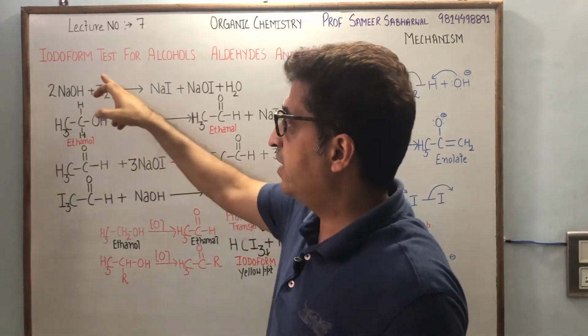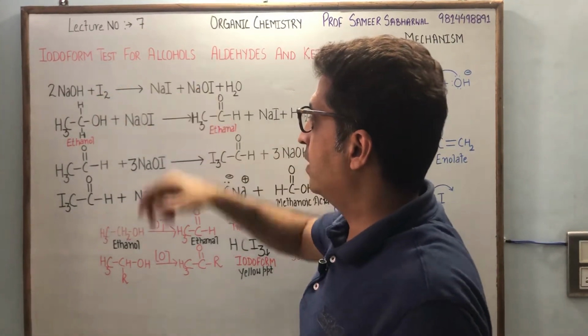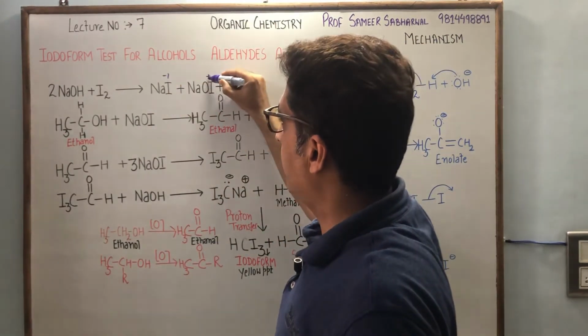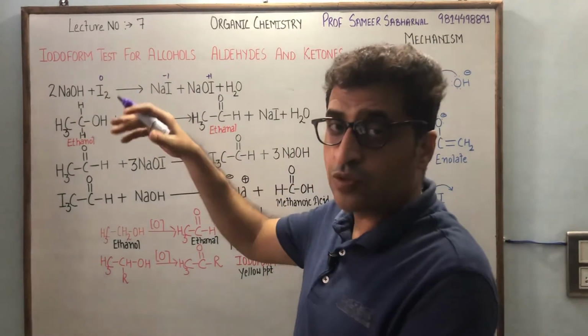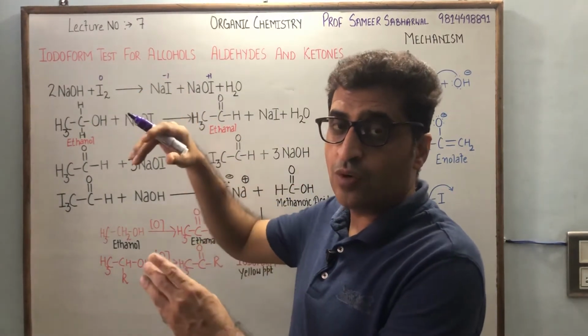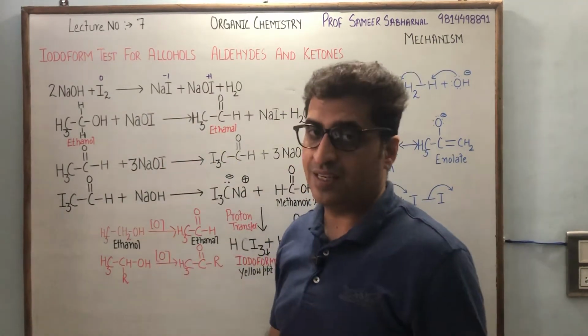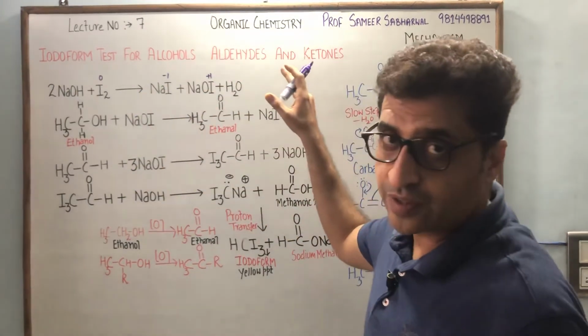Disproportionation means here the oxidation state of iodine is 0, here it is -1, this is -1, and here it is +1. So the state is changing from 0 to -1 and 0 to +1, meaning it is showing oxidation and reduction simultaneously. Same species showing oxidation and reduction. So that is a disproportionation reaction.